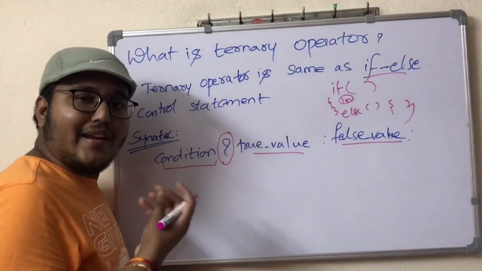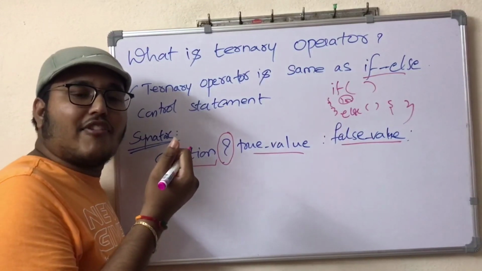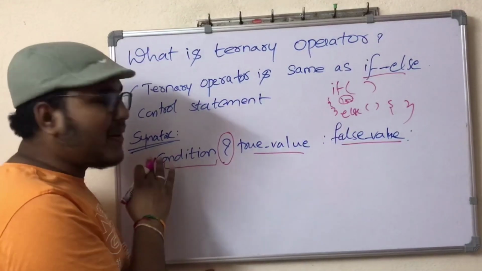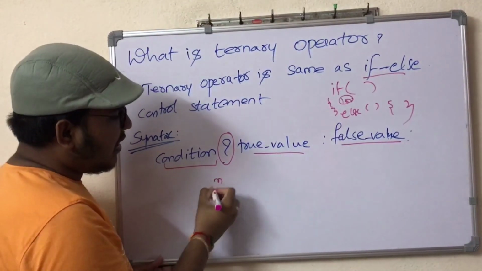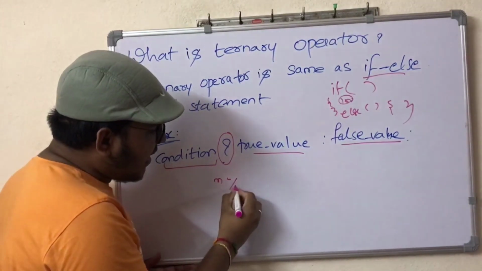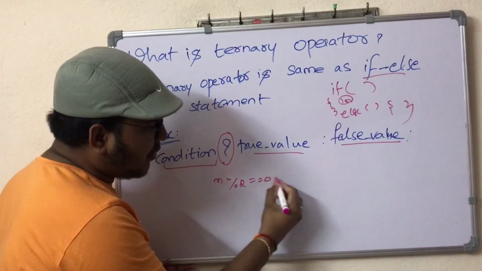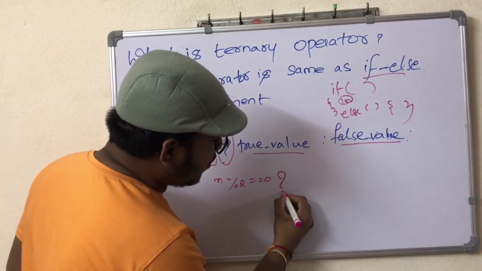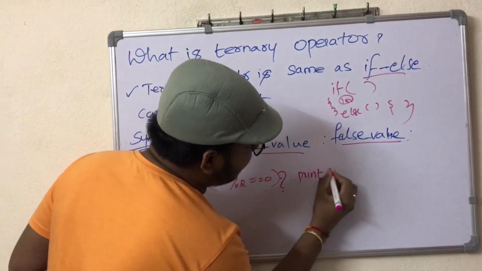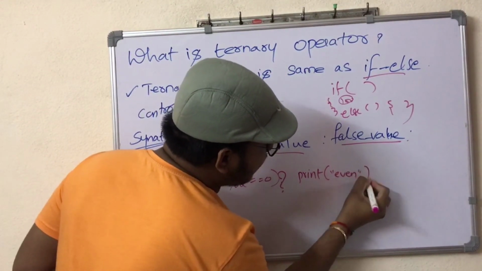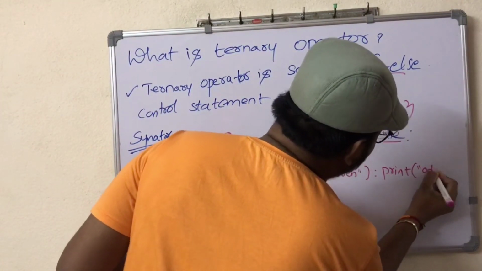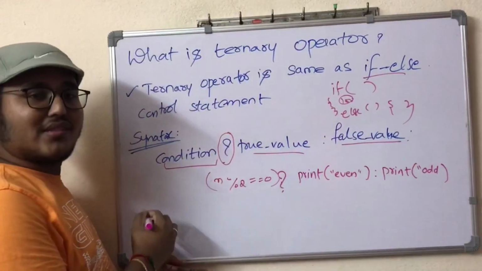Let's say I want to write a program for finding whether a given number is even or odd. You should not write that if-else statement. Instead, you can use this ternary operator. Let's say n is the given number for which we want to find whether it is even or odd. We can write n mod 2 equal to 0, with a question mark, as the condition. If this condition is true, then we print the given number is even, or else we print the given number is odd. This is one case where we can use the ternary operator.